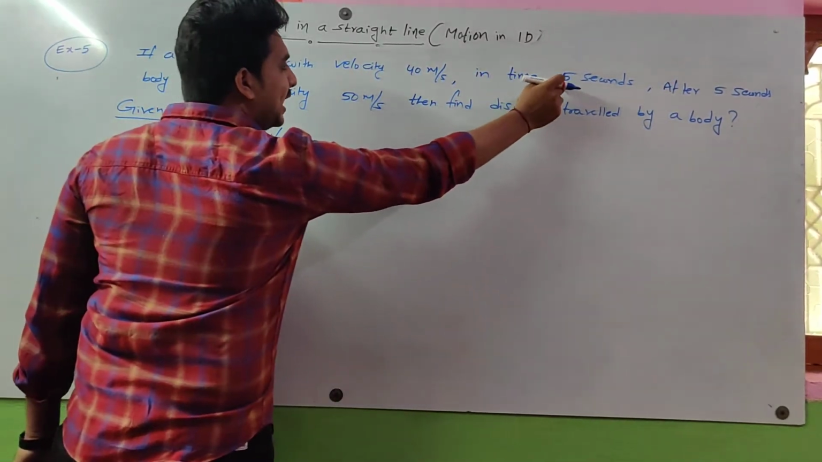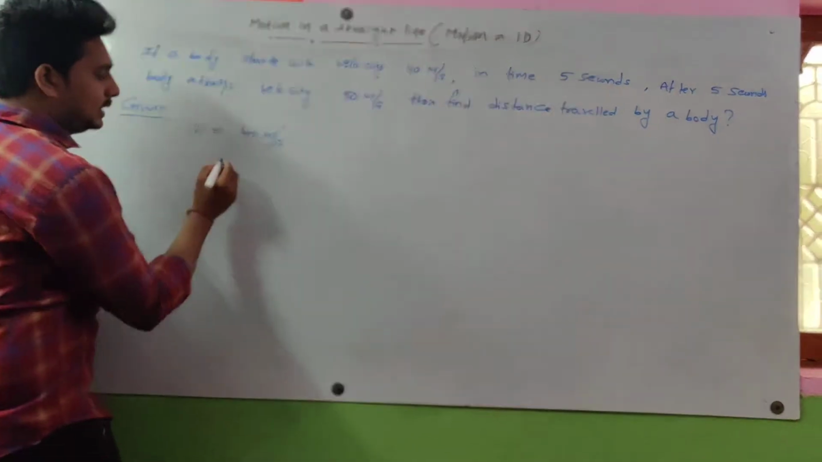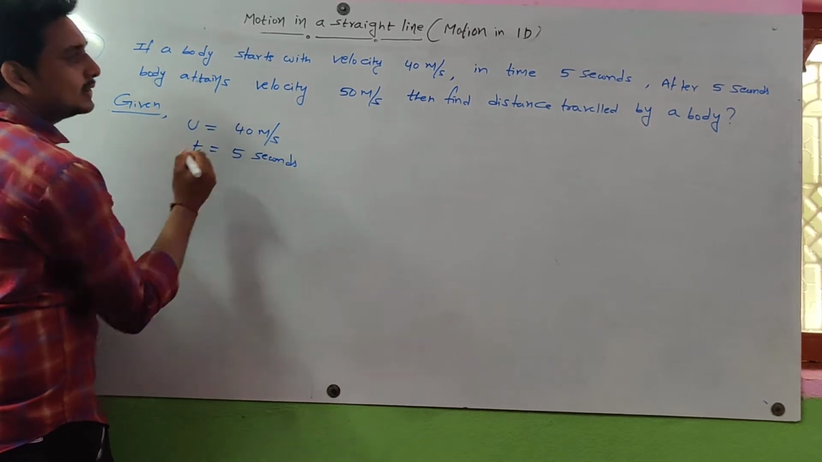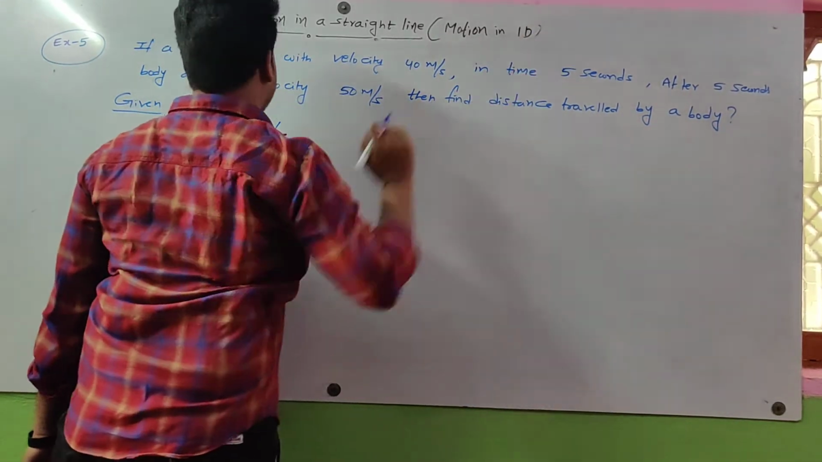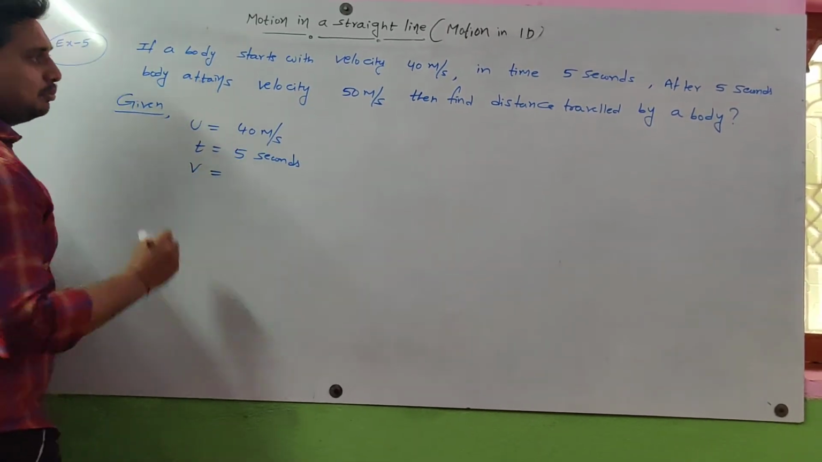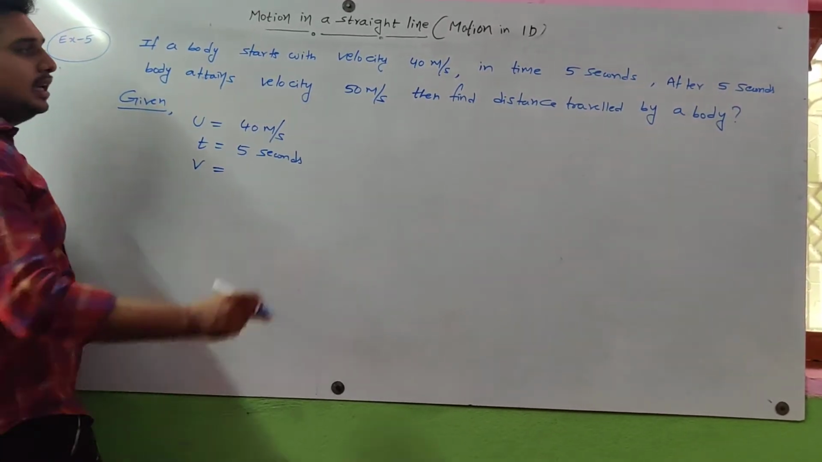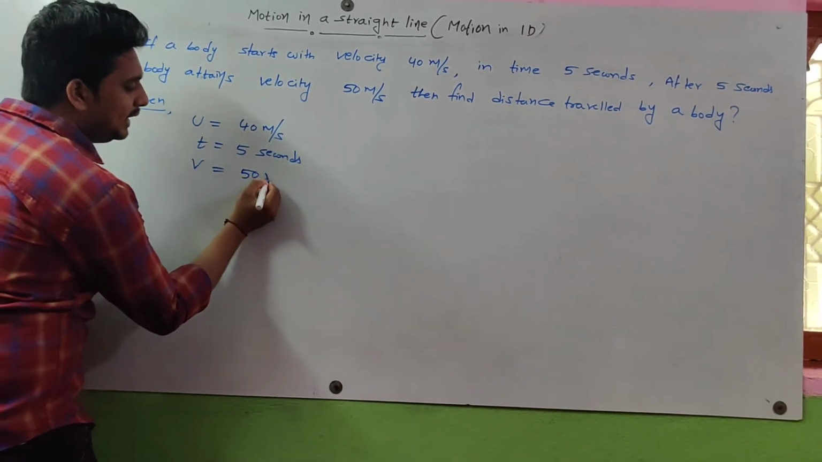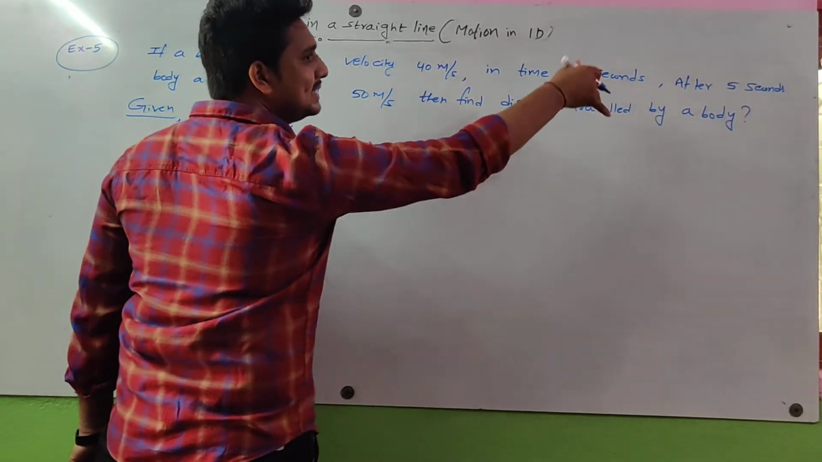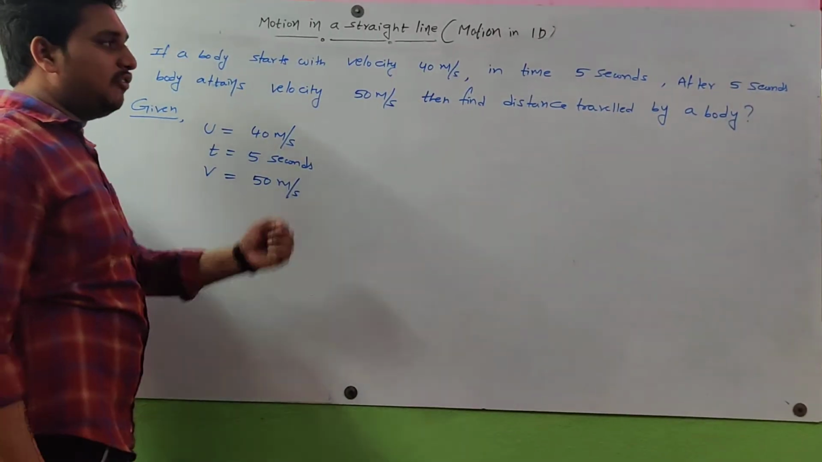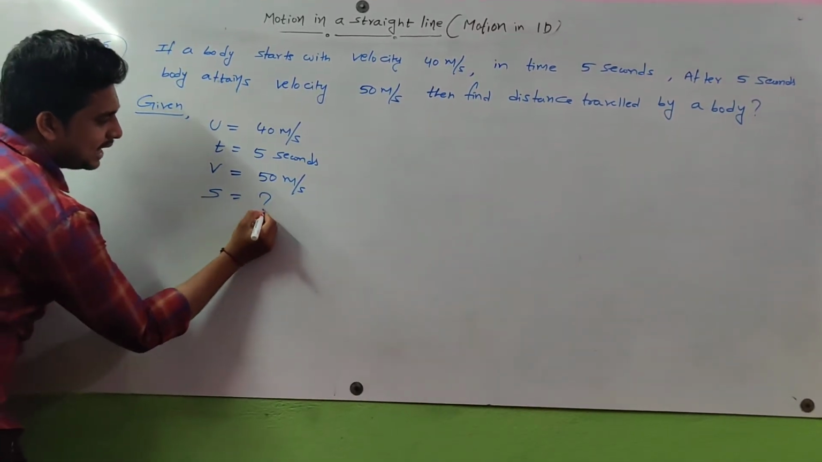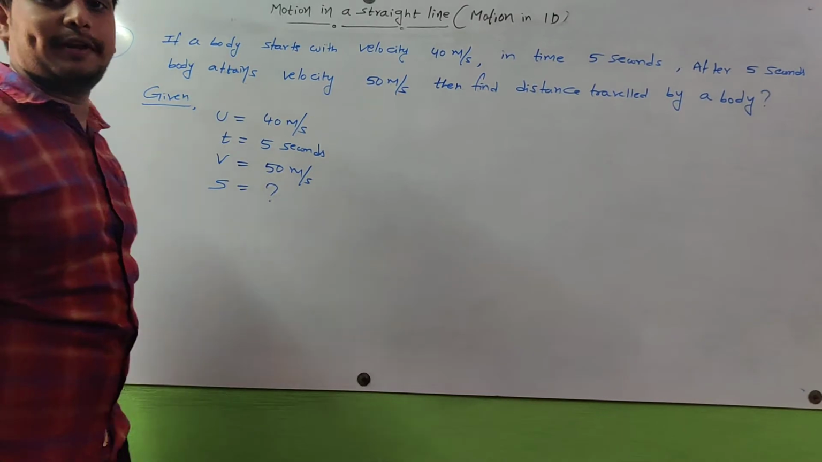In time, how much time is given here? Time is 5 seconds. After 5 seconds, the body attains velocity, meaning final velocity. That final velocity is 50 meter per second. Then find the distance traveled by the body. So the s value we need to find.